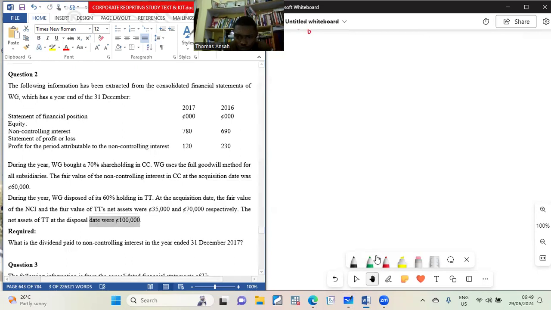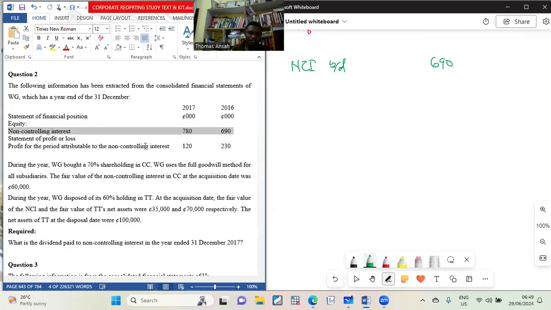So for example, you pick up your NCI brought down from last year. What is the NCI from last year? That is 690. And our carry down is 720, 780. So that is what we are doing. And they bought 70% of the person. All right. And its fair value is, so what do you normally do? What do you do normally?